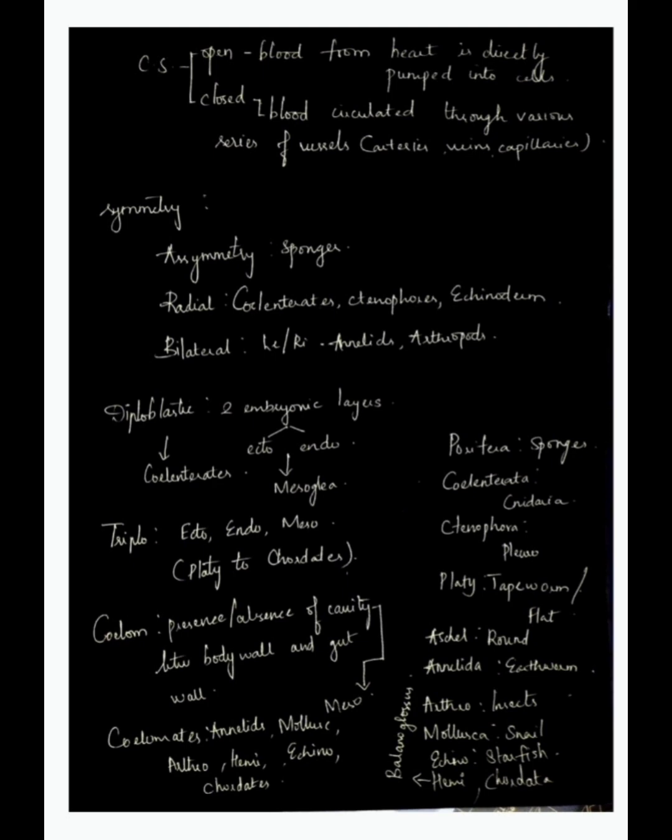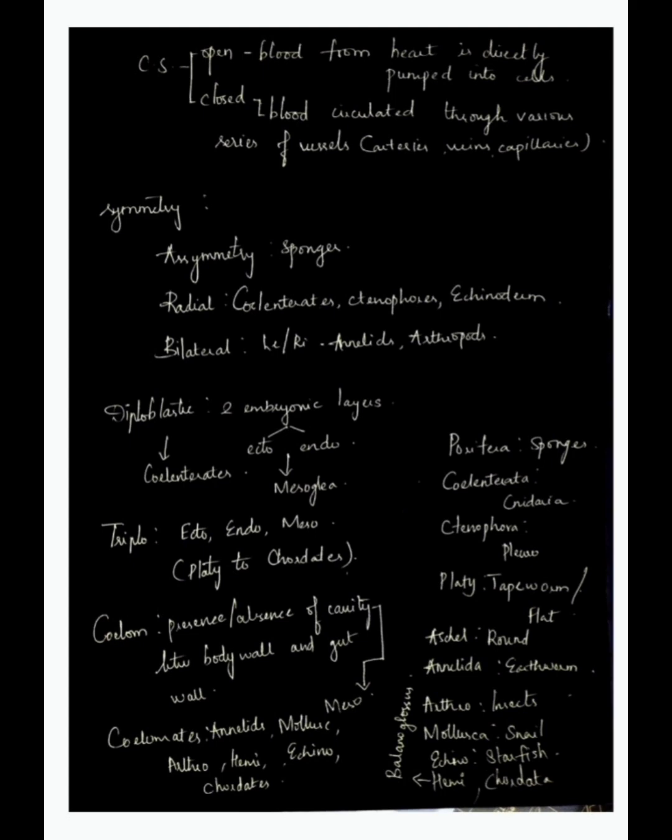is not in radial symmetry. In radial symmetry, you can divide the animal in any plane, both longitudinal, latitudinal or any plane, and you will get two equal halves. Examples of radial symmetry are coelenterates, ctenophores and echinoderms.